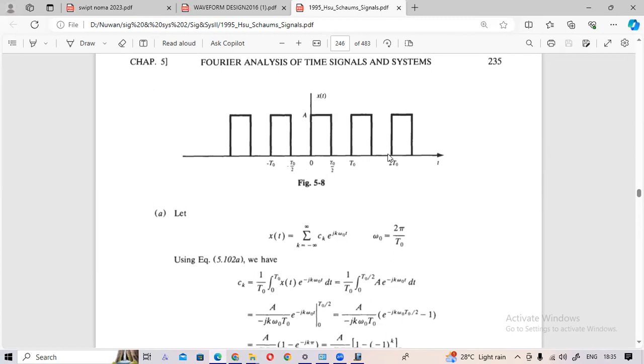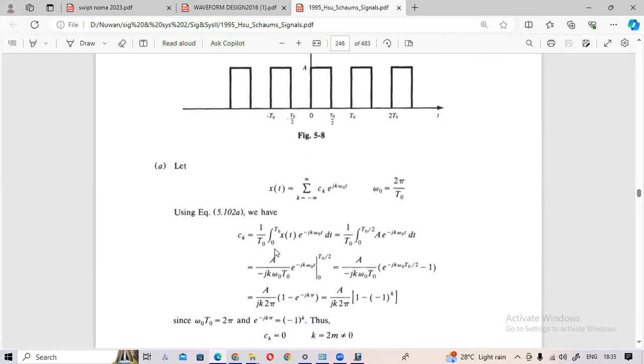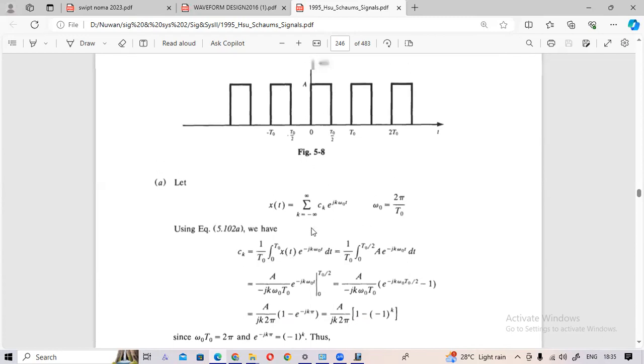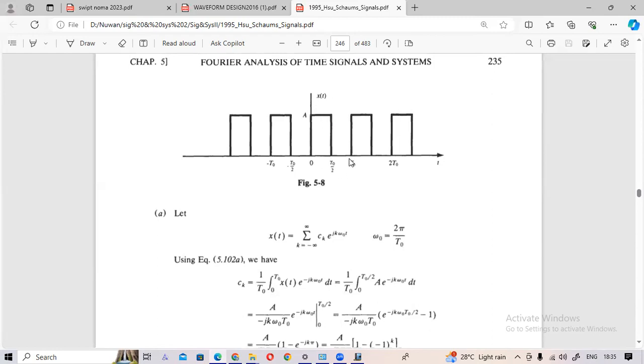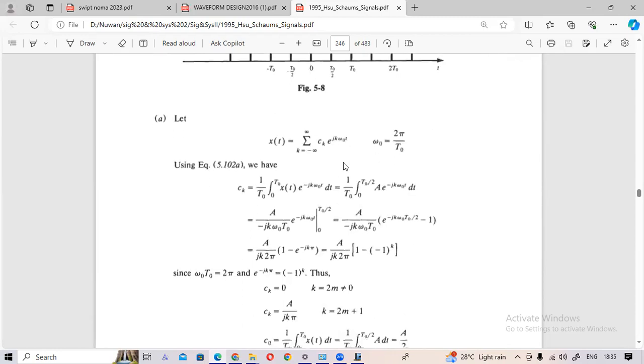So you can select any period. Here we select 0 to T naught. Integration should be done from 0 to T naught, 1 over T naught, x(t) times e to the power of -jk omega naught t. The signal from 0 to T naught by 2 is A, and from T naught by 2 to T naught it is 0.